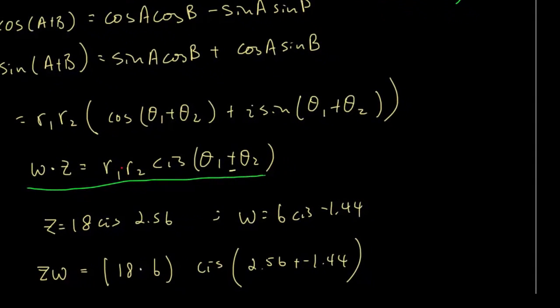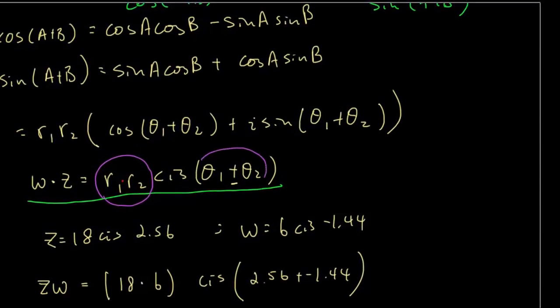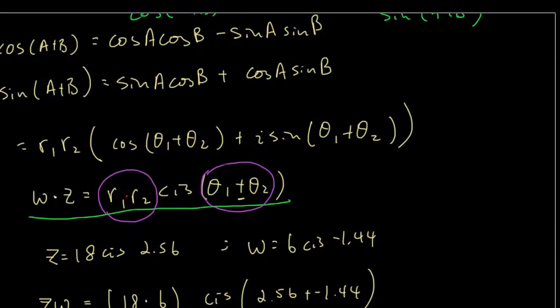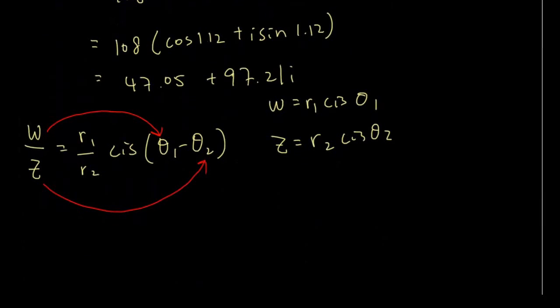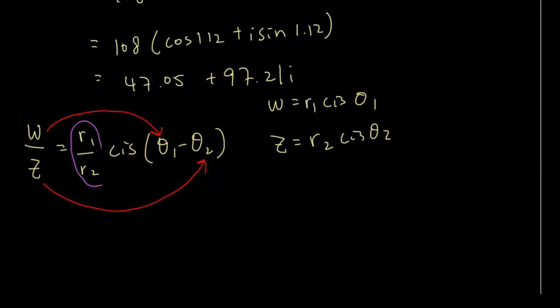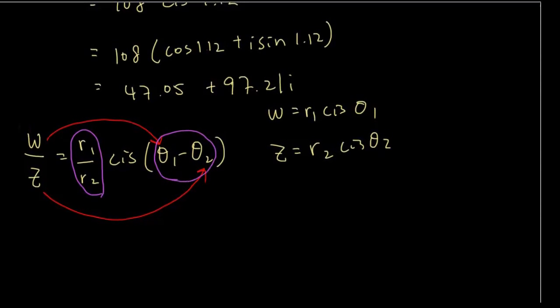Okay, so when you multiply two complex numbers together, the radius is always multiplied together while the angles are added together. Okay, while in the division, the radiuses are divided against each other, and we take the difference in angles.